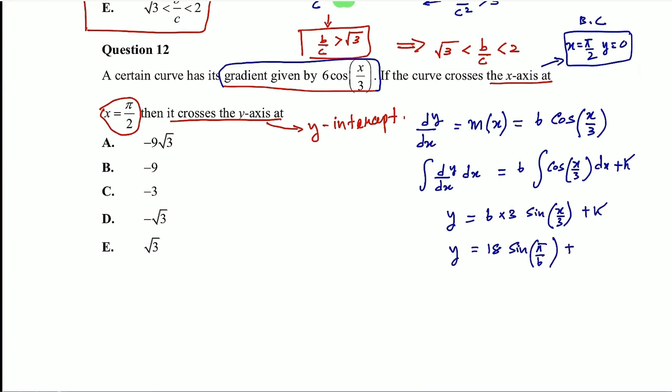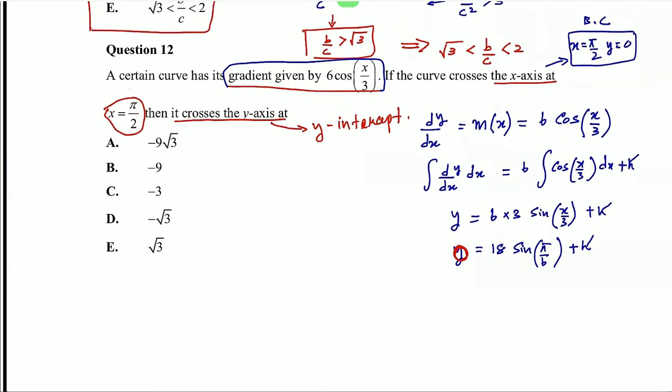The y should be 0 there. It should be 0. So you get 18 times sine 30. Sine 30 is half. Right? Plus k, 0. So from here you get k is equal to minus 9. So you can write the equation y is equal to 18 sine x divided by 3, k is minus 9. So this is the equation.